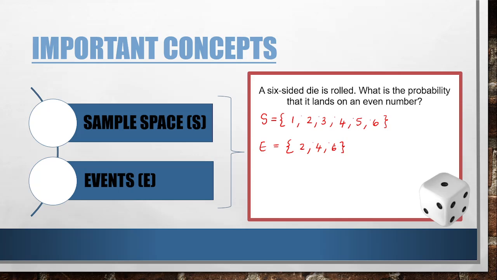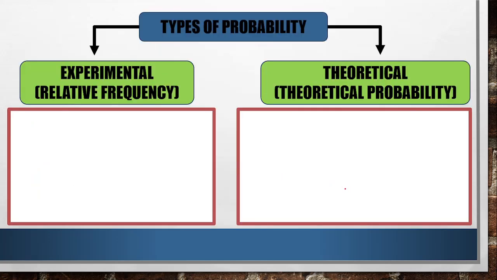Now what is the probability? Now the probability of this event occurring is how many times this event occurred divided by your sample space, and in this case it's going to be 6. So the probability of it landing on an even number is half. So that is the basic understanding of how to do probability.